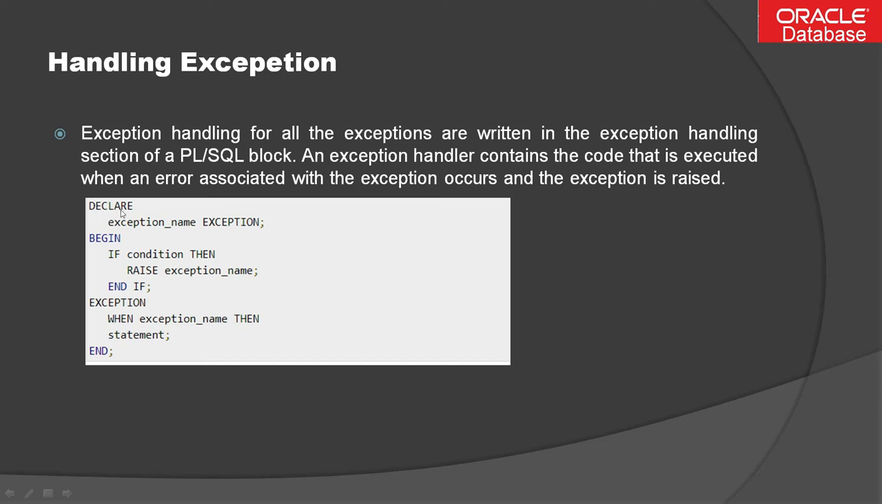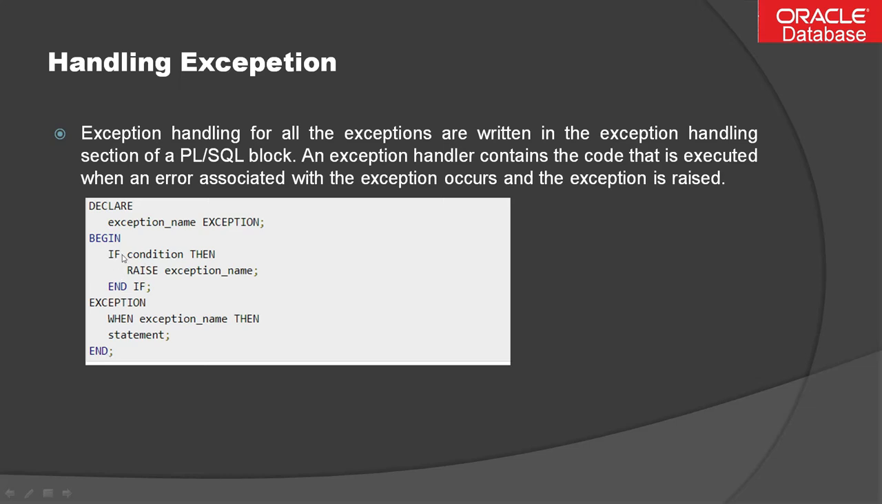When you write a PL SQL block, first of all you have to write declare, and this is optional, but if you want to handle some custom exception or user defined exception, then you have to put this declare section, then give the exception name, and then exception, and that should end with a semicolon. Then your executable section starts from begin and ends with end.